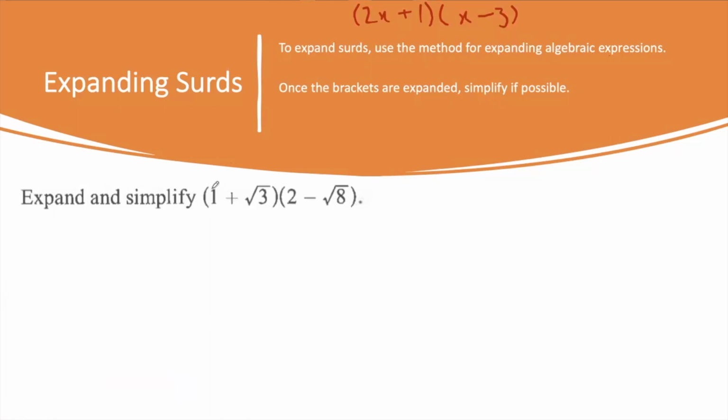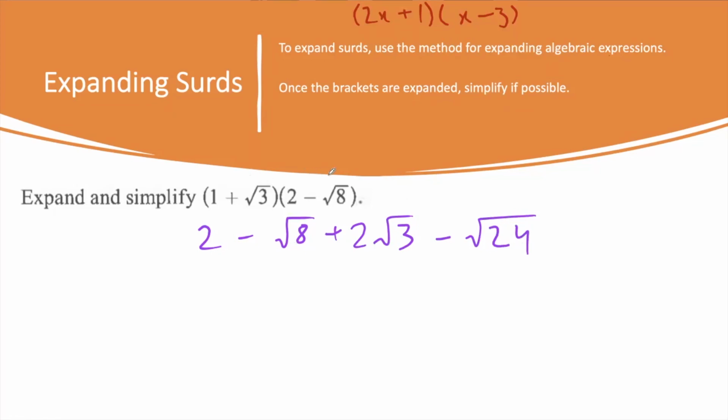Okay, so 1 and 2 are the first terms in my expressions, in each bracket. So 1 times 2 is 2. Then we have 1 times minus root 8, which is minus root 8. Then we have plus root 3 times 2, which is plus 2 root 3. And then root 3 times negative root 8 is negative root 24.